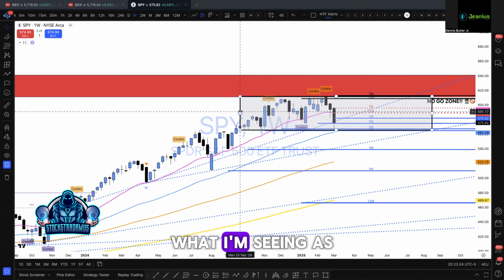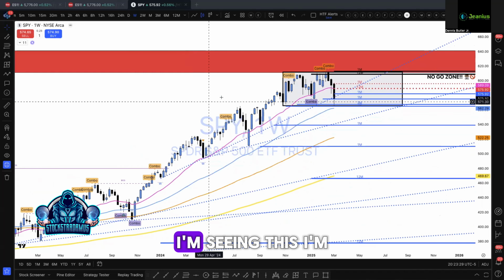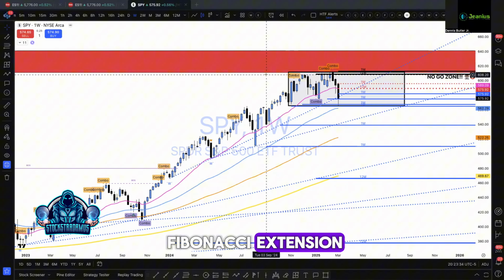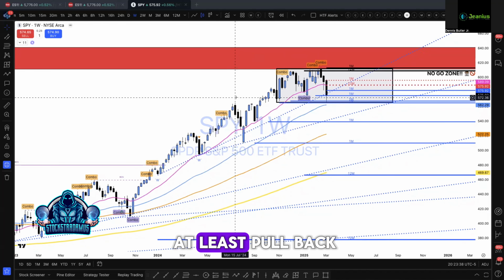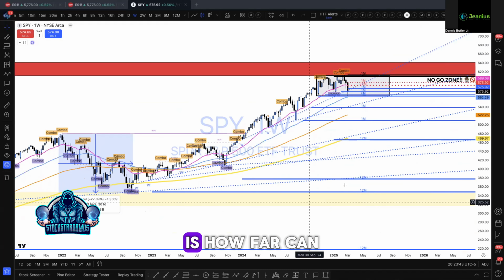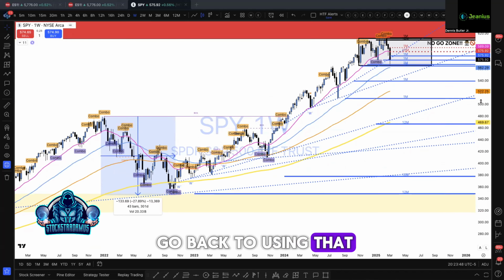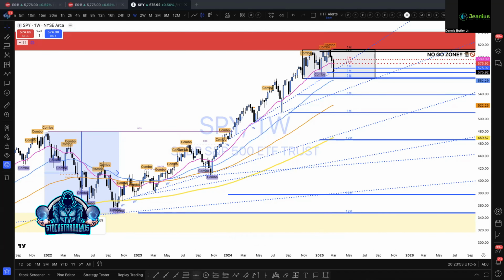But for me right now, in terms of the overall long-term outlook, I'm seeing this no-go here, which is at the Fibonacci extension, basically giving us a hint that the market is out of steam and we're ready to at least pull back. Now, fast forward to what I was really trying to show you: how far could we drop if we do drop down? This is where you go back to using that Fibonacci retracement again. So I'll put that fib on this last ultimate low and this last ultimate high right here.